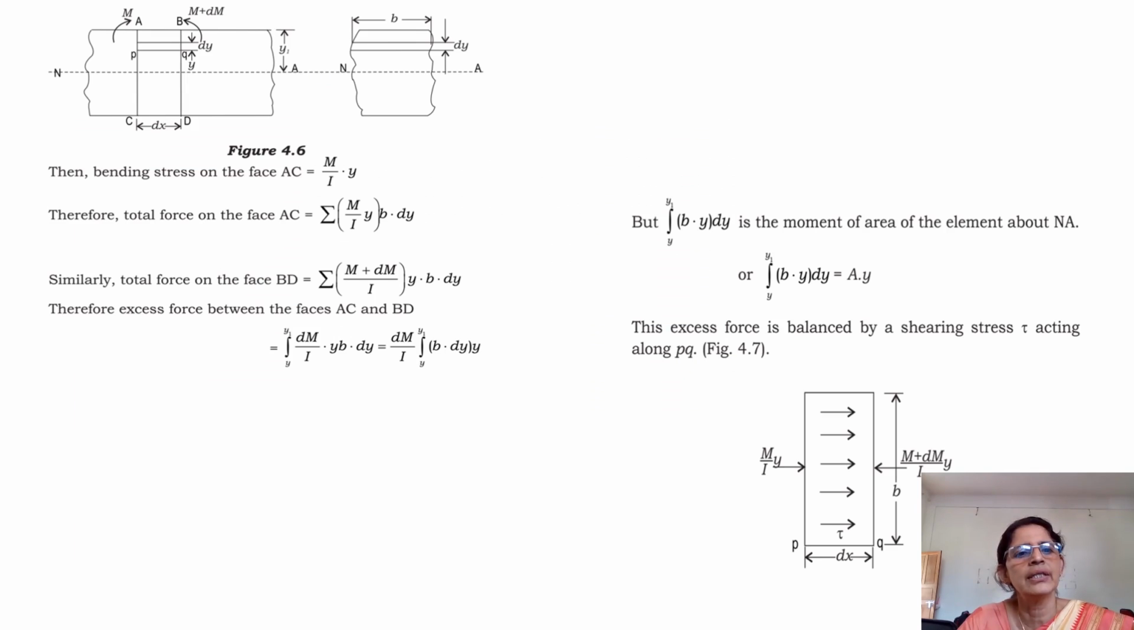Here you are considering that dx length. I have taken two section lines, AC and BD. At this particular level you have the bending moment as M, and at this particular level you have the bending moment as M plus dM. That means there is a variation of bending moment between the sections AC and BD. Here the bending moment is M, here the bending moment is M plus dM, so there is some variation. If variation is there, shear force will act.